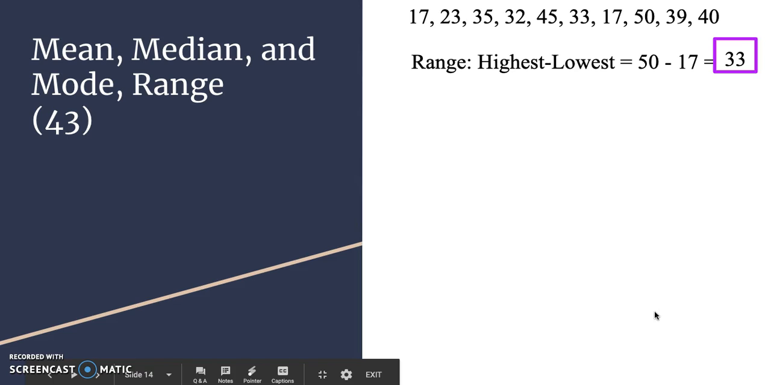Okay. Mean, median, mode, and range. We just did these, so hopefully they're familiar. A big mistake I saw in the test is on range, a lot of people showed me how to do it, but they didn't actually solve it.